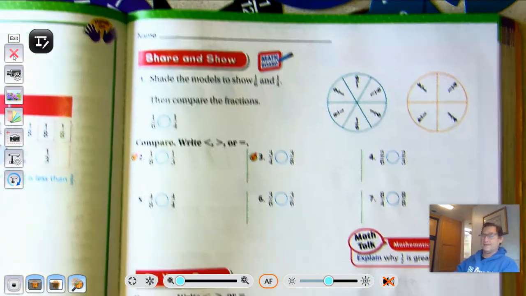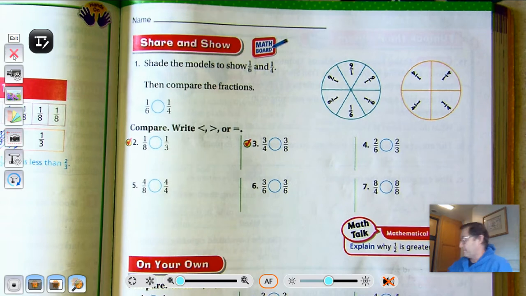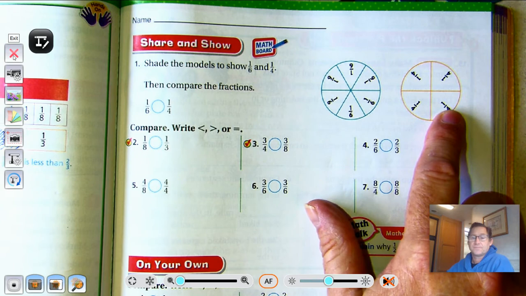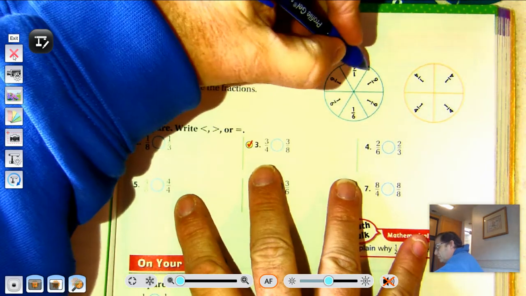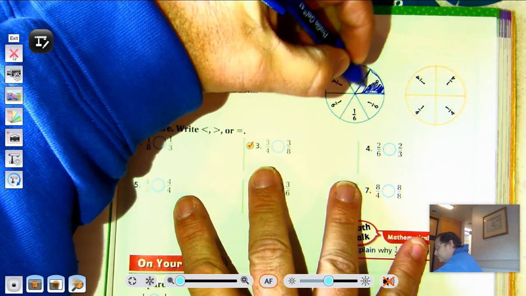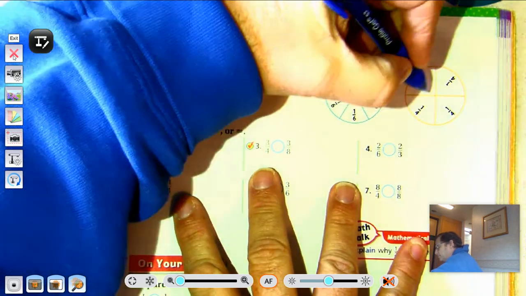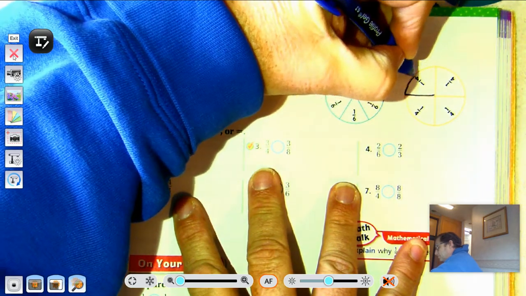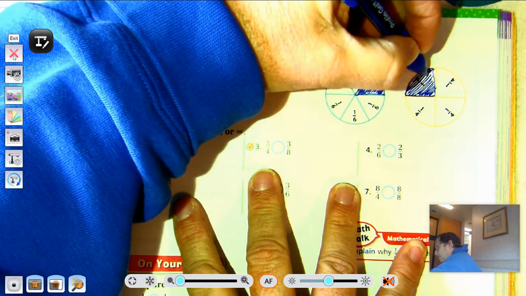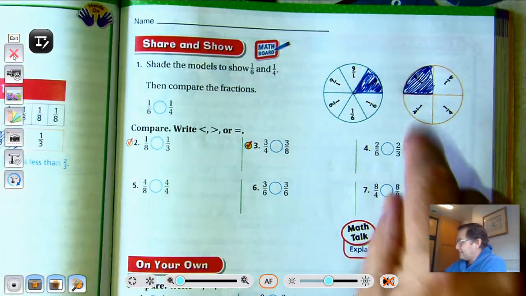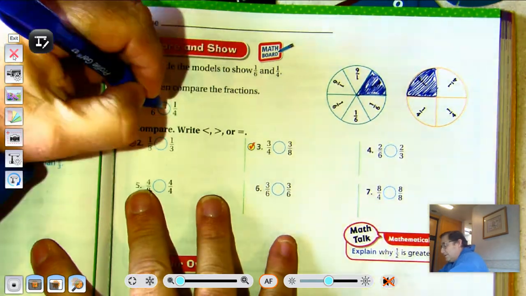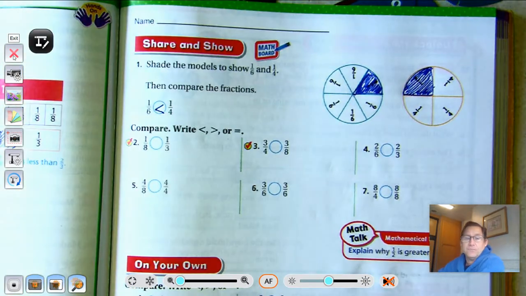All right, so let's look at page 377. They've given us two models. We have sixth size pieces and fourth size pieces. So if we just compare one piece out of both of them, we should be able to visually see that the 1/4 is larger than the 1/6. So 1/6 is less than 1/4.